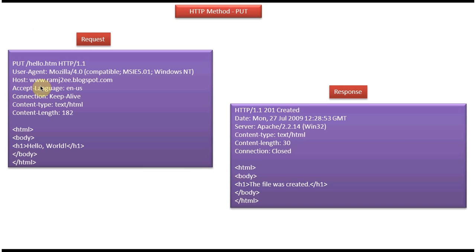So here you can see the sample PUT request. Here the first line is nothing but the request line, and the remaining part is the request header, and then you can see the blank line, then the body of the PUT request. So here what it says is: create or update hello.htm in this server www.ramjati.blogspot.com. Okay, so once this PUT request goes to the server, the server will process the request.